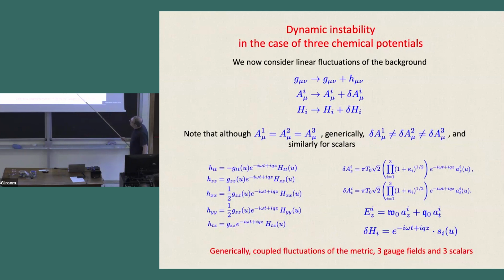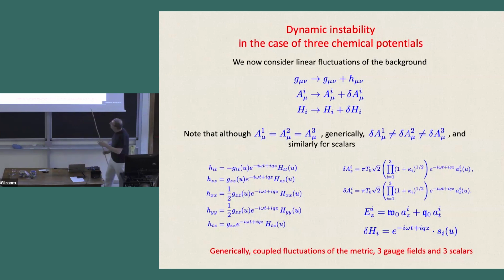Now, to simplify our life, instead of gauge fields A_z and A_t, we introduce this gauge invariant combination of these fields, which is basically the electric field. There are three of them, labeled by the index I. Then there are scalars, which in Fourier language will be denoted by S_I. There are three of them as well. So generically, we have coupled fluctuations of the metric, three gauge fields, and three scalars.